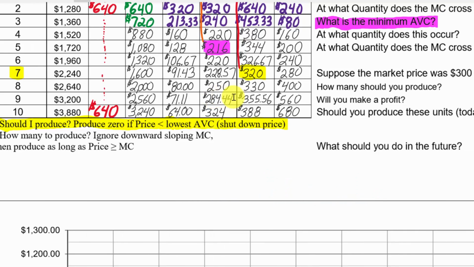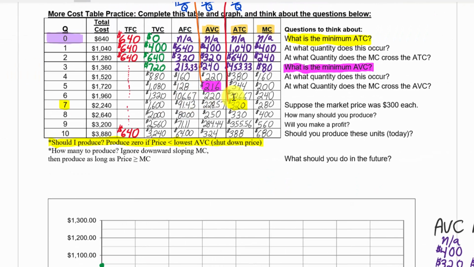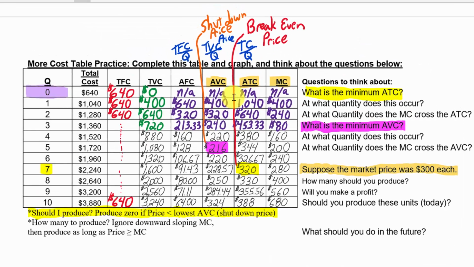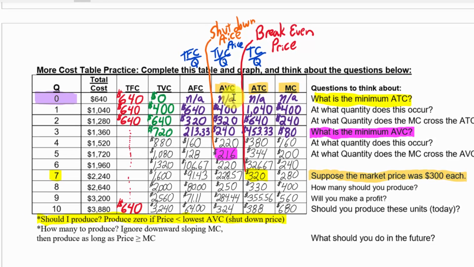Well, let's look at this example here. Let's suppose the market price was $300 a piece. Now, before we get started analyzing what this small business should do, let's just check. First, is that below the break-even price? Absolutely it is. It's below the $320. So we know that the firm is going to end up losing money here.